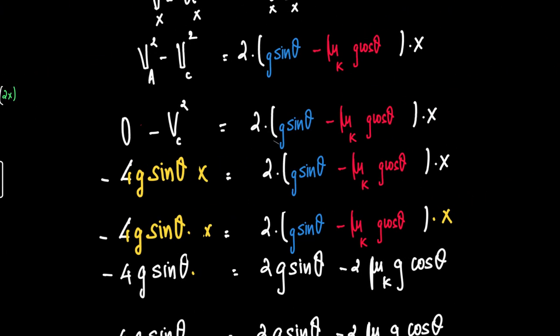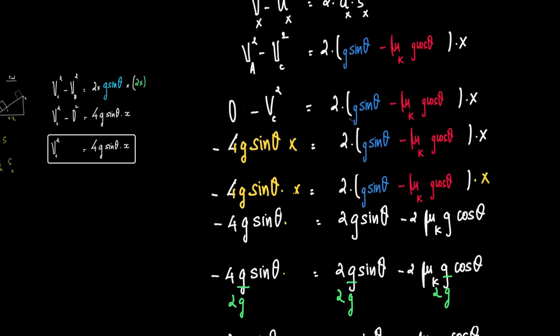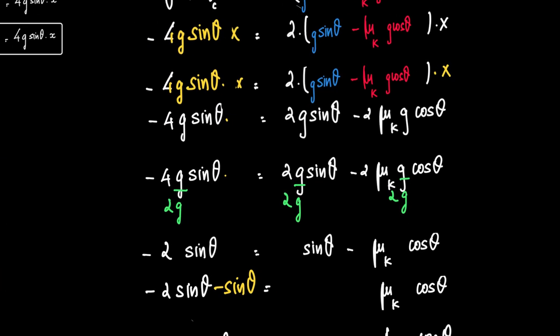Now let us go through the solution of this one. If you solve it further, if you divide this entire equation by x, x by x is 1. So we have 4g sine theta is equal to 2 into g sine theta minus mu k g cos theta. I multiplied this 2 inside the bracket, so 2g sine theta minus 2 mu k g cos theta. If you divide this entire equation by 2g, 4g by 2g becomes 2, and 2g by 2g is 1. So we have minus 2 sine theta is equal to sine theta minus mu k cos theta.